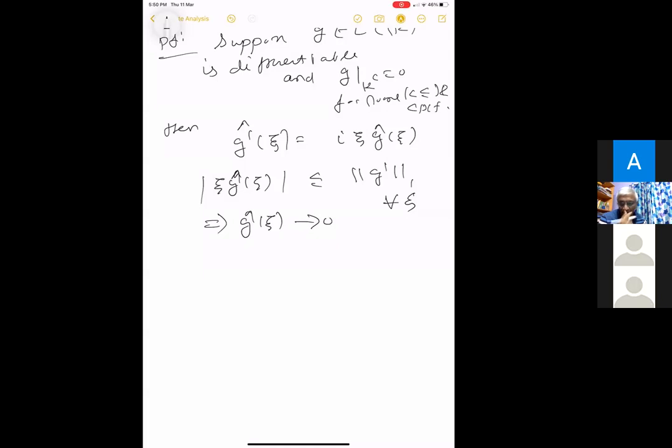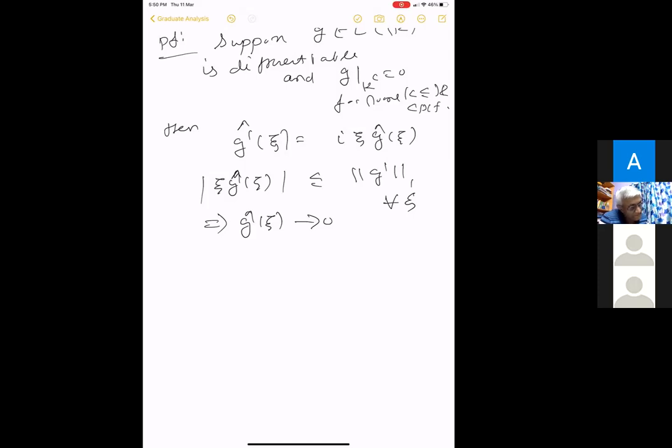If you take any L1 function, its Fourier transform is bounded. So psi times G hat of psi is bounded, so G hat of psi has to go to 0 if it has to be bounded. As psi goes to infinity, this has to go to 0, right? Okay, so we have proved that.